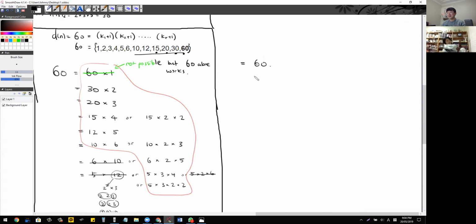All right, 60. For 30, I'm going to do 2 times 30, 3 times 20, 4 times 15, 5 times 12, and then 6 times 10. And then that belongs there because it's involving 6 there.